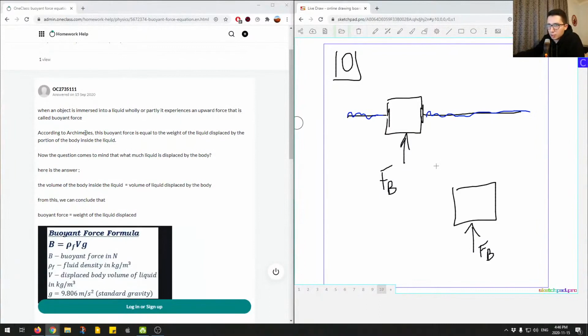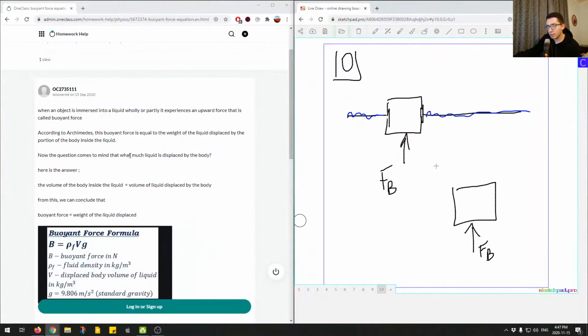So according to Archimedes, this buoyant force is equal to the weight of the liquid displaced by the portion of the body inside the liquid. So this is key to know. The buoyant force is equal to the weight of the liquid displaced. We're only thinking about the liquid displaced by the object. So if it was half the object, we are only looking at half the volume on the bottom, or if it was the full object, we're looking at the full volume of the object.